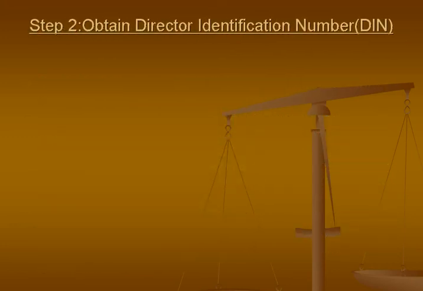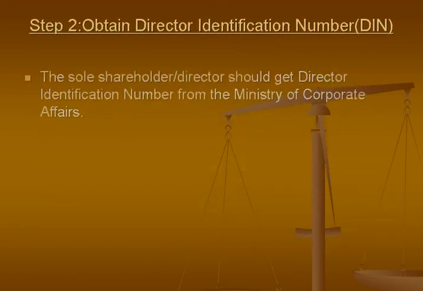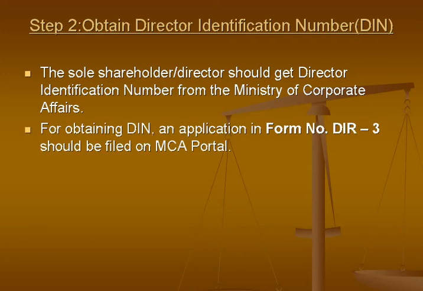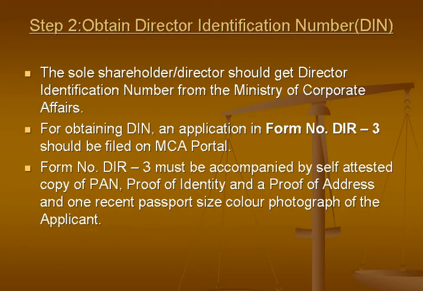The second step is to obtain DIN, that is Director Identification Number. The sole shareholder or director should get Director Identification Number from the Ministry of Corporate Affairs. For obtaining DIN, an application in form number DIR3 should be filed on the MCA portal. Form DIR3 must be accompanied by a self-attested copy of PAN, proof of identity and proof of address, and one recent passport size color photograph of the applicant.